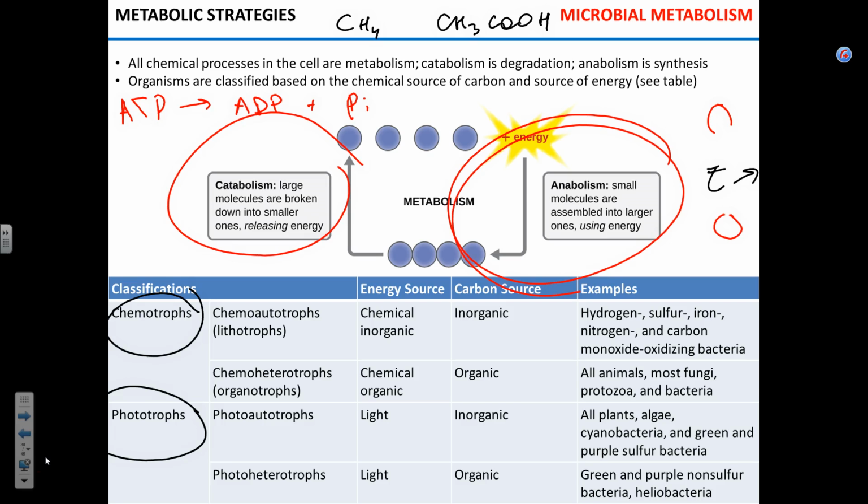Now, auto versus heterotrophs. So when we refer to heterotrophs and autotrophs, we now refer to the source of carbon. All heterotrophs take carbon that is already organic. So where can they source it? Heterotrophs. Where can you find organic carbon in the environment?